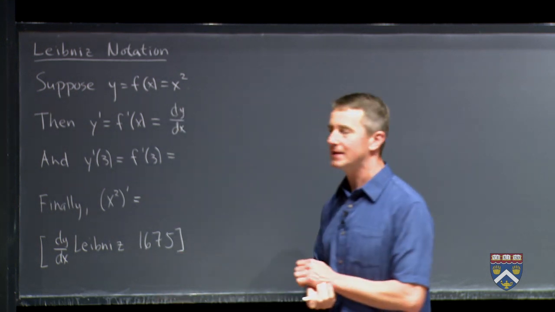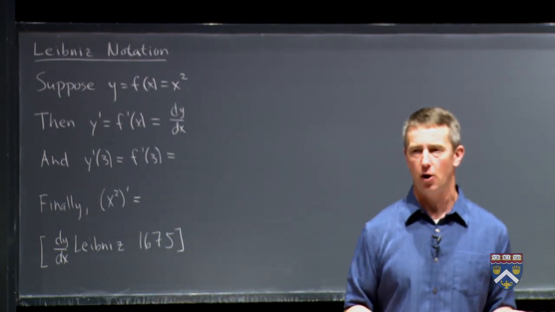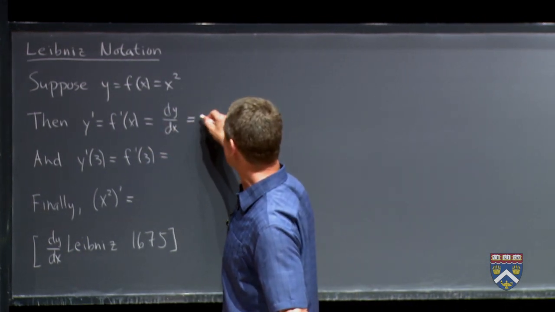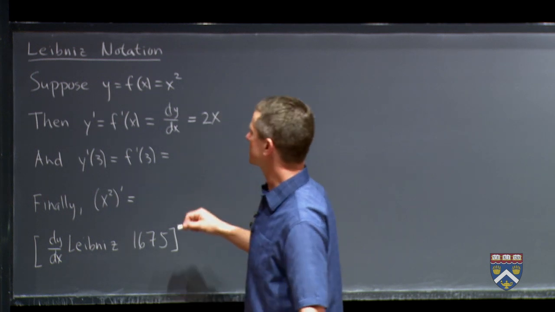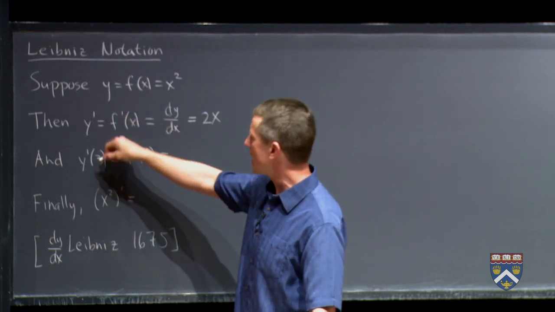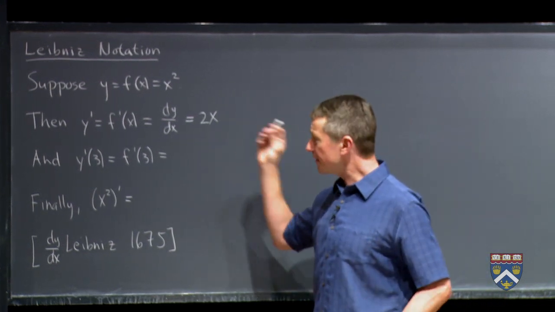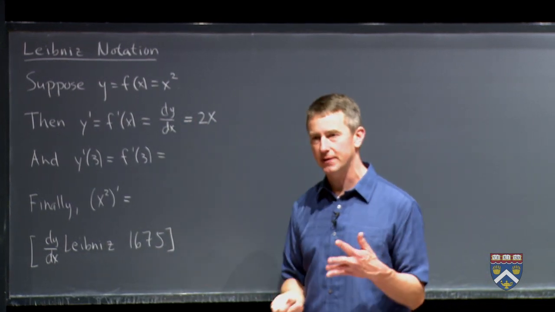And typically when people read this, they just read dy dx. They don't even say over. So this is another way of writing the derivative. So all of these things equal 2x. F prime of x, y prime, dy dx, they all equal 2x. The thing about Leibniz notation is that it reminds us of where this thing came from.